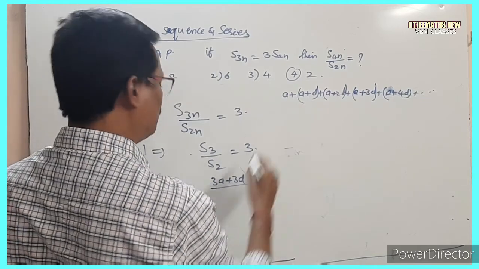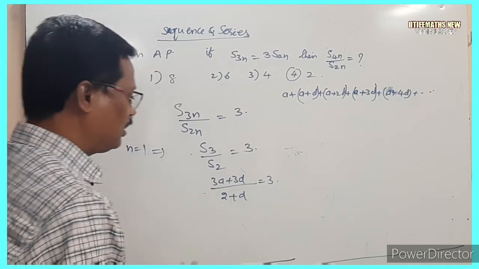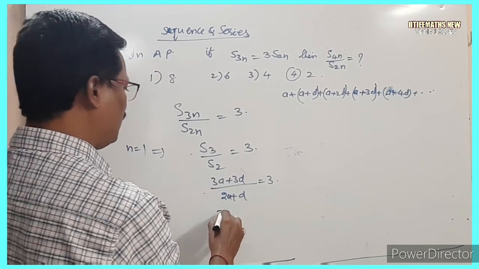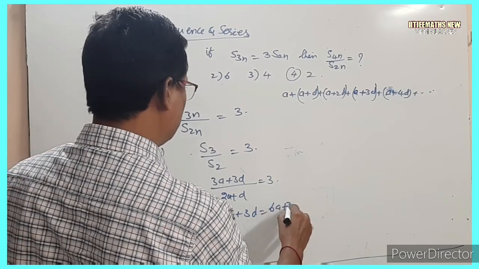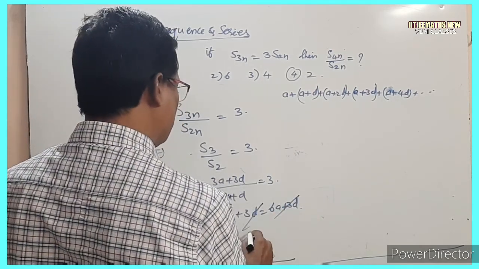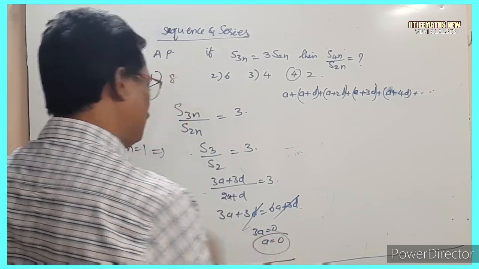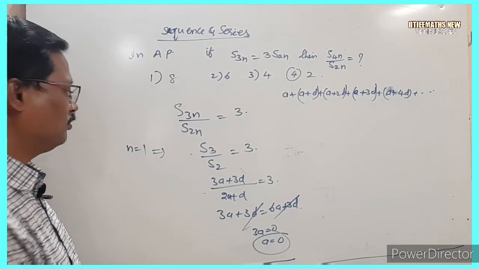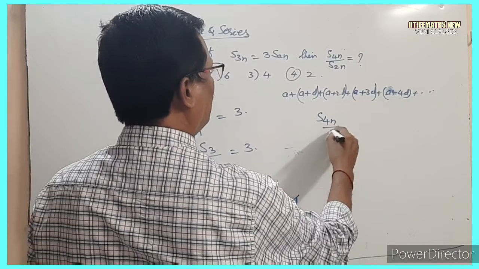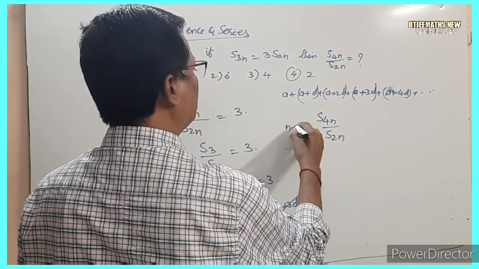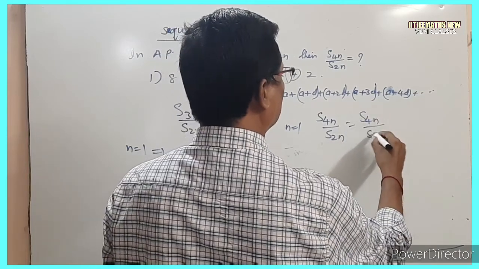Sum of the 2 terms, 2a plus d is equal to 3 they given. Now simplify this: 3a plus 3d is equal to 6a plus 3d. 3d cancelled, therefore 3a is equal to 0, a is equal to 0 we got. Okay, first term is 0, let it be. Therefore they are asking S4n by S2n. Put n is equal to 1 in this.